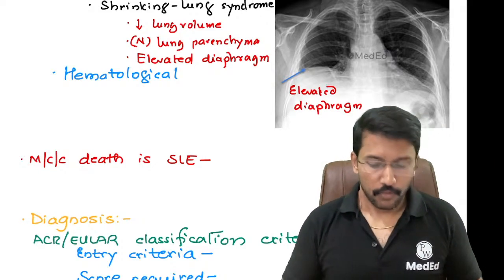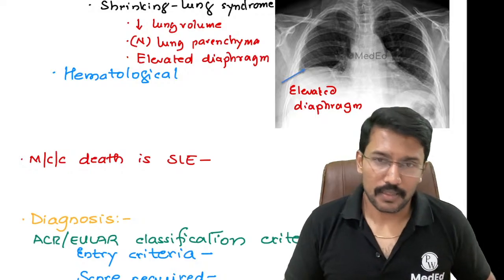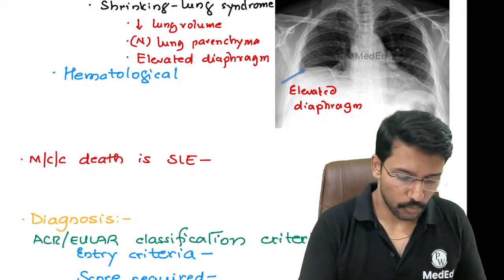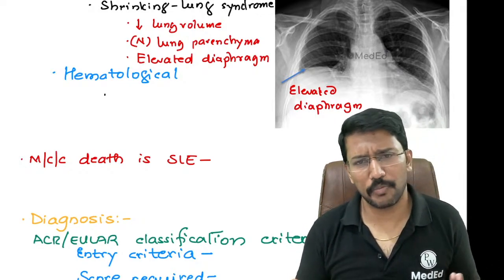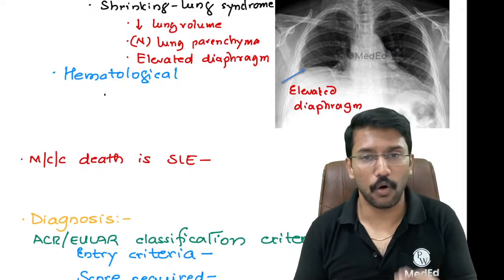Okay. Will SLE affect the hematological system? Yes. What is the most common manifestation? The most common manifestation, SLE being a chronic disorder, is anemia of chronic disease, right?